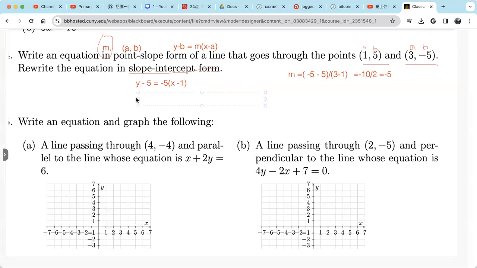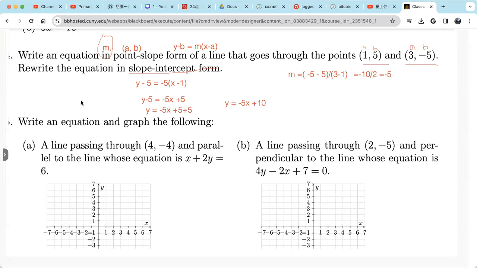Let's simplify a little bit. So we get y minus 5 equals -5x. -5 times -1 becomes +5. Now let's move -5 from the left-hand side to the right-hand side. Y equals -5x plus 5, then plus 5 from the left-hand side. 5 plus 5 is 10. So our final equation is y equals -5x plus 10.